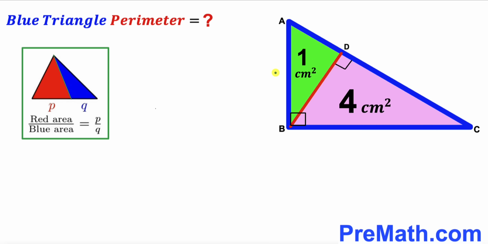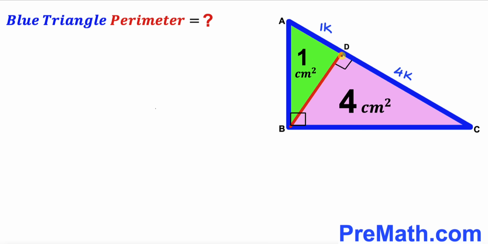Here we have these two triangles, this green shaded triangle and this purple shaded triangle. Both of these triangles have the same height, this perpendicular BD length. The area of this triangle is 1, the area of this other triangle is 4. Then according to this concept, this base AD is going to be 1 times some constant K, and the base of this other triangle, CD, is going to be 4 times some constant K as well. Now our task is to find the value of constant K.